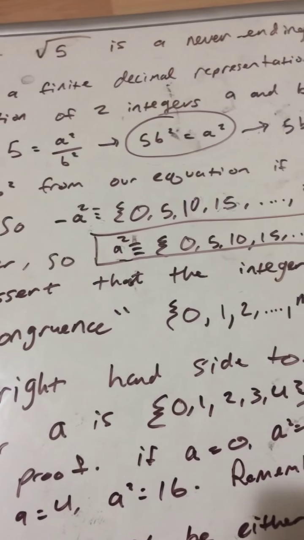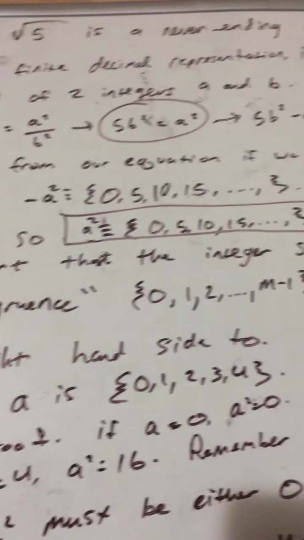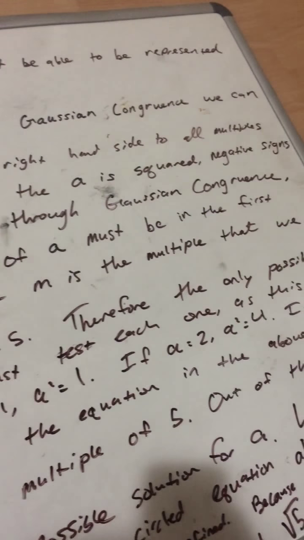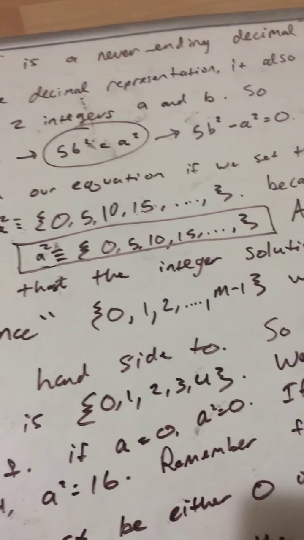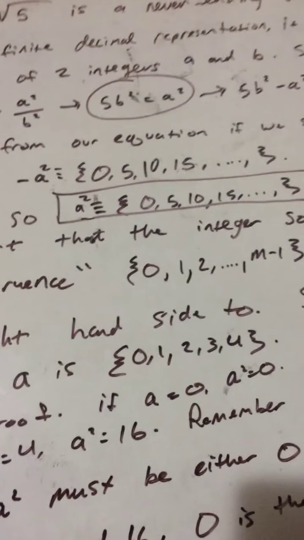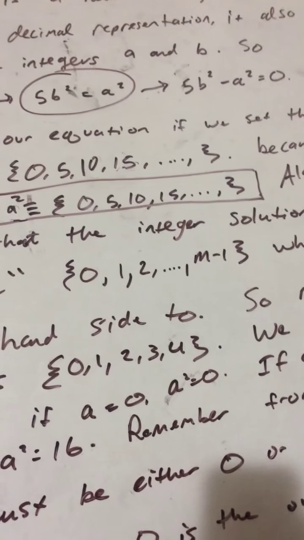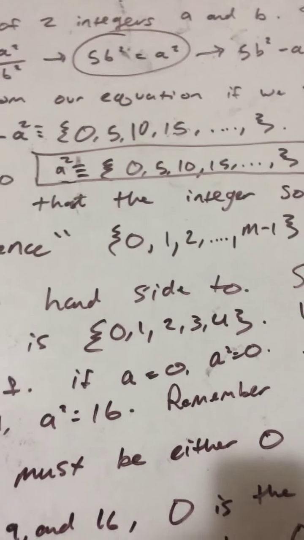Because a is squared, signs don't matter, so a squared is congruent to that set, not negative a squared. Also, through Gaussian congruence we can assert that the integer solution of a must be in the first set of congruence, which is from 0 all the way up to m minus 1, where m is the multiple that we set the right-hand side to. In our case m is 5, because we set it as multiples of 5. We did that on purpose because we wanted to get rid of the 5b squared.